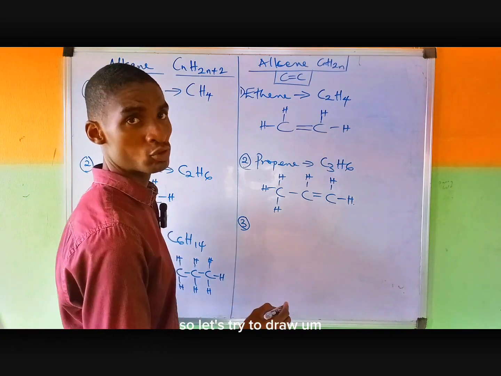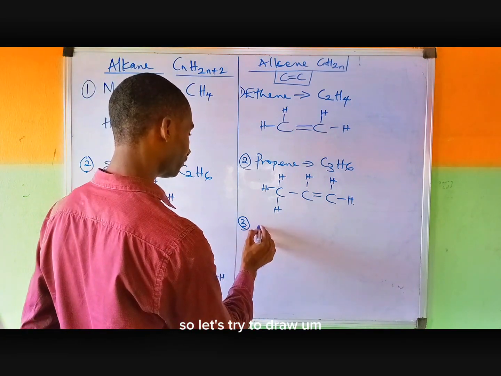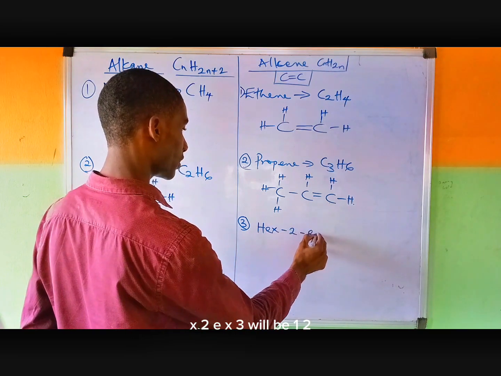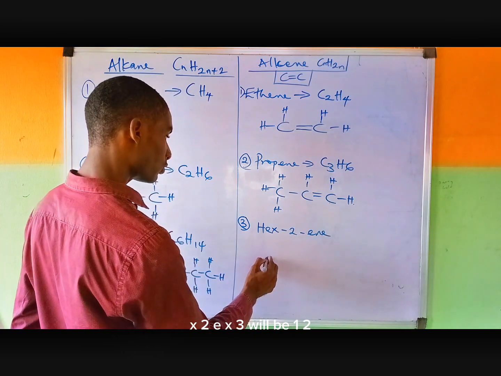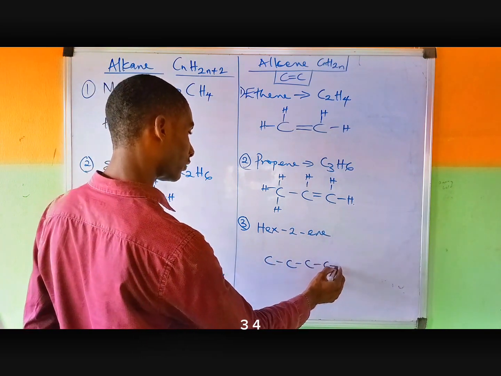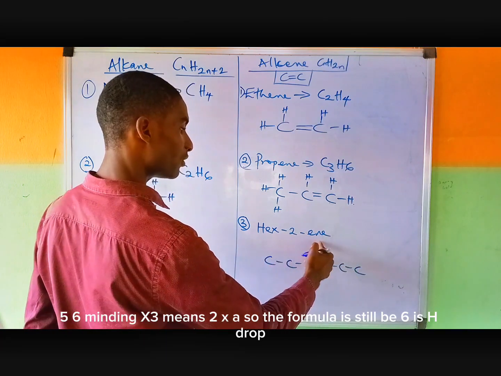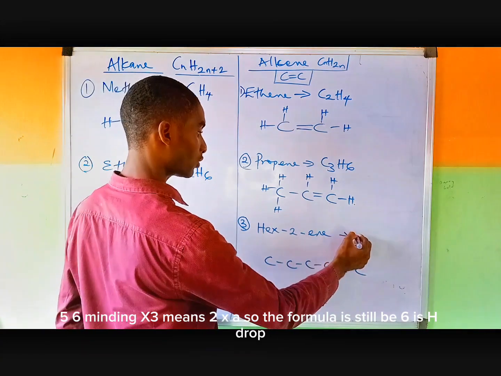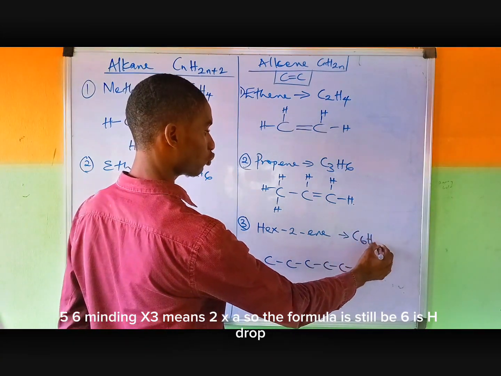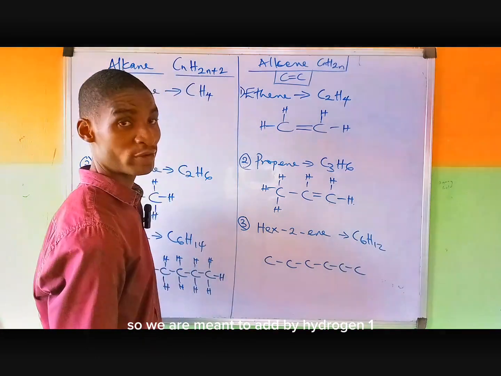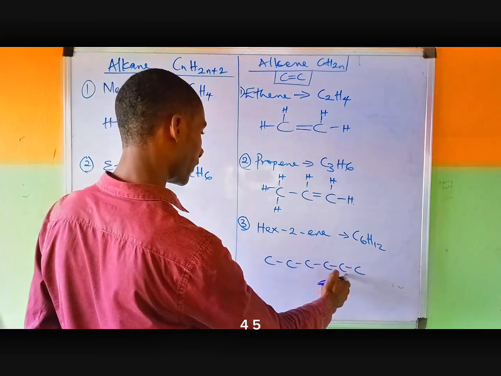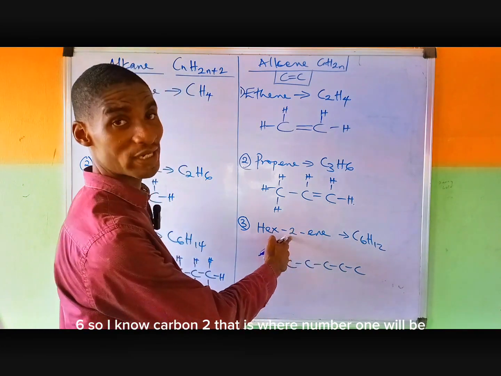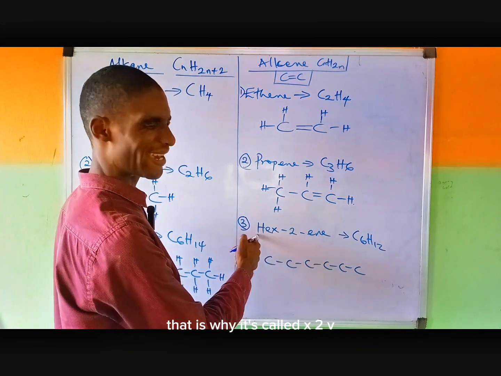Let's pick one more. So let's try to draw hex-2-ene. Hex-2-ene will be 1, 2, 3, 4, 5, 6. Mind you, hex-2-ene means 2-hexene. So the formula will still be C6H12. So we are meant to have 12 hydrogen. 1, 2, 3, 4, 5, 6. And on carbon 2, that is where the double bond will be. That is why it's called hex-2-ene.